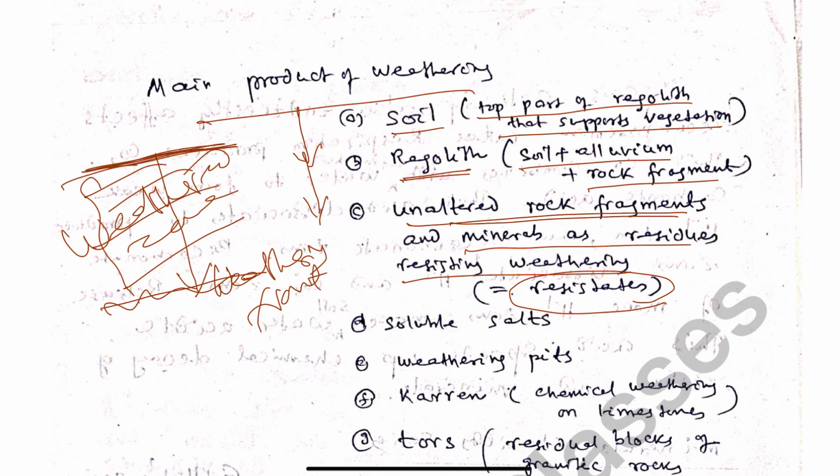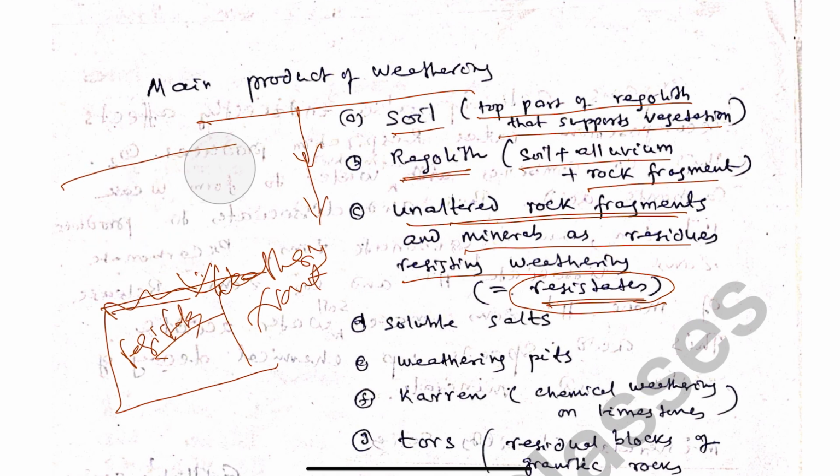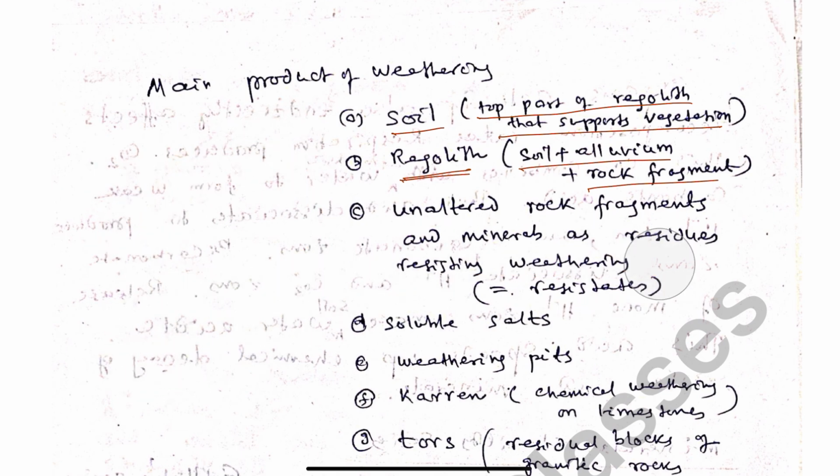So, soil is found on the top surface. Then regolith, then rock fragments, then undecomposed rock, which is called resistates. This has not been affected by weathering. So, deeper rocks are called resistates. Then, what is the product of weathering? The soluble salts. Salts are produced.